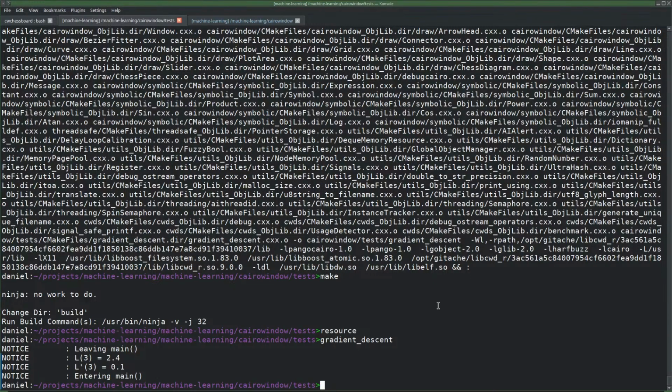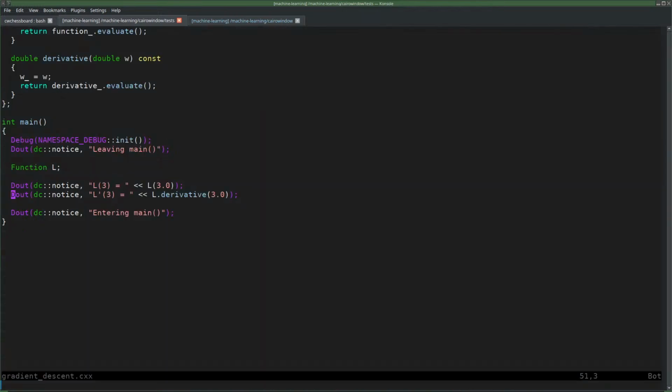Right, so it says that the value at w equals 3 is 2.4 and the derivative at that point is 0.1. Well, I believe it because symbolic works, right? Right? So we have to test it. 2.4 and 0.1.